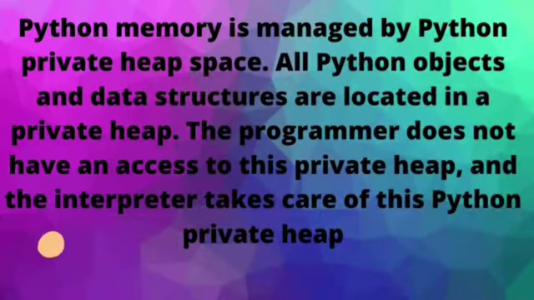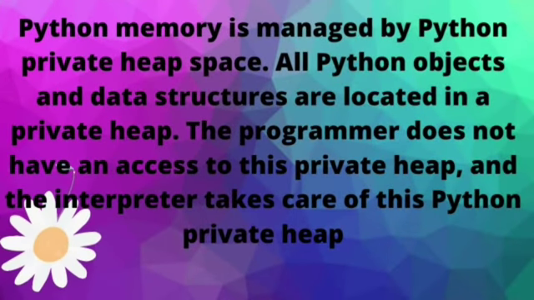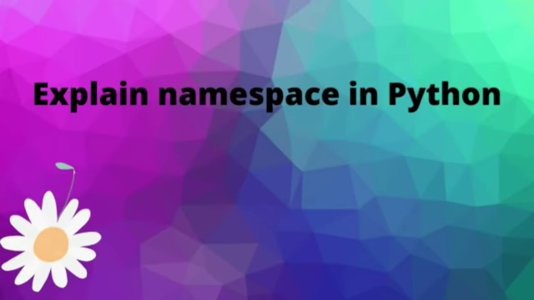And the answer is Python memory is managed by Python private heap space. All Python objects and data structure are located in a private heap. The programmer does not have an access to this private heap, and the interpreter takes care of this Python private heap. And next question, explain namespace in Python.